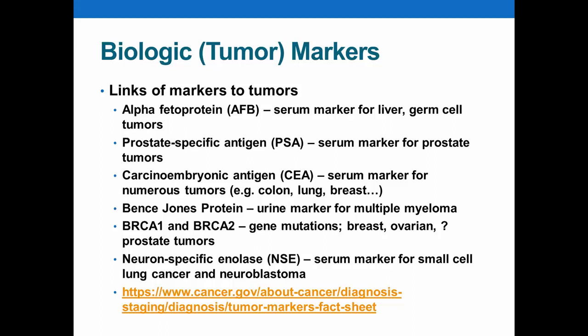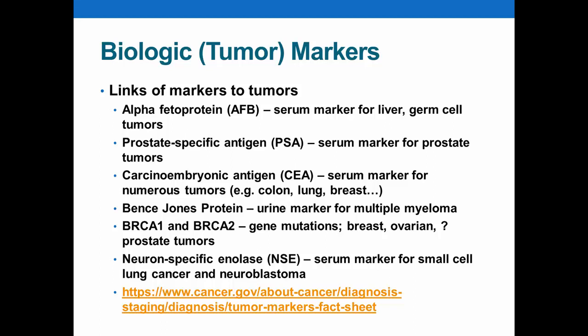So what are some of the biologic markers that we use? There's a huge and growing number of biologic markers as we learn more and more about cancers and the cellular activities of cancers. But what I've done here is given you a key to some of the more common ones, those that we have a fair amount of experience with. Let's look at some of the links of the markers to some of the tumors. If we look at alpha-fetoprotein, this is a serum marker that we use for surveillance of liver and germ cell tumors.